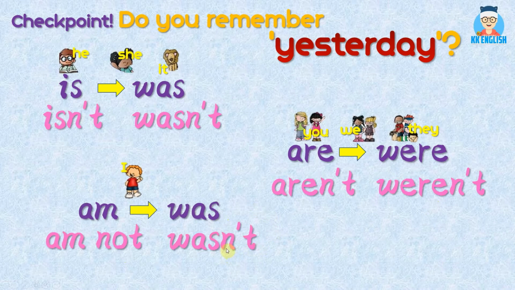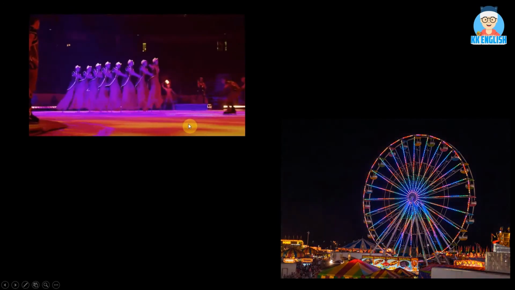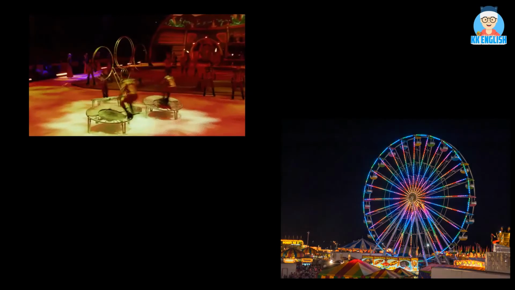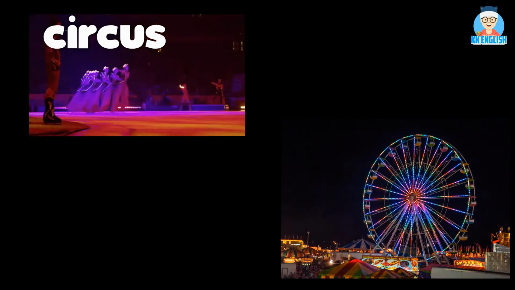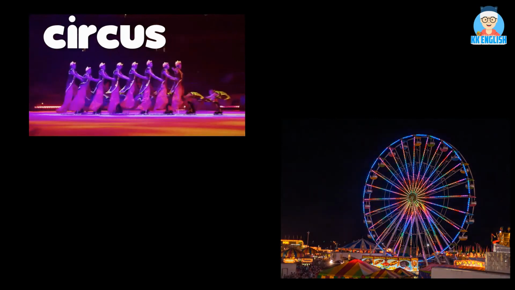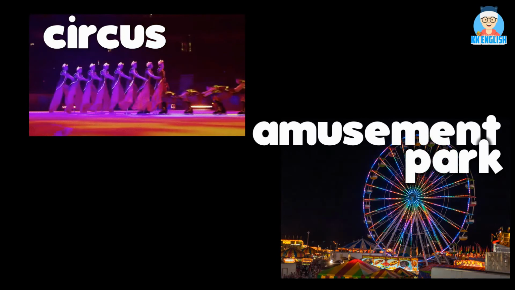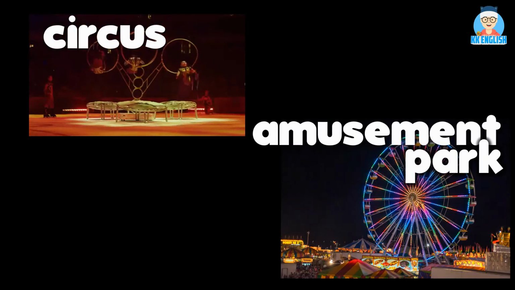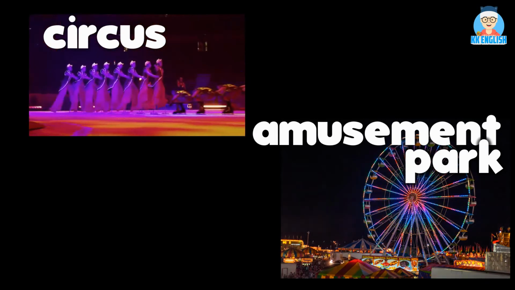Okay, this is just a checkpoint. Now let's start with the lesson today. Look at this picture. Do you know where is this? 你知道这是哪里吗？让我们来一起读 1, 2, 3. Circus. 马戏团。And how about this place? Amusement park. 好来 read together 1, 2, 3. Amusement park. Okay, very good.